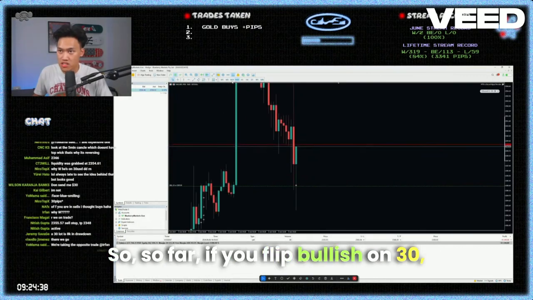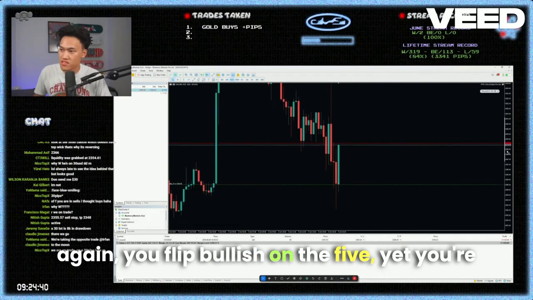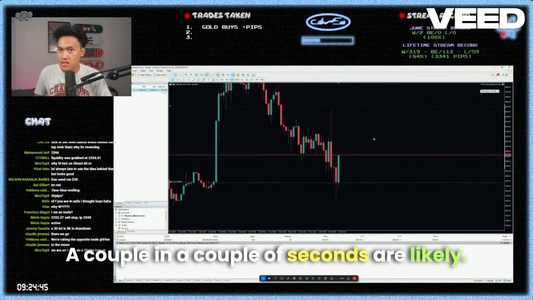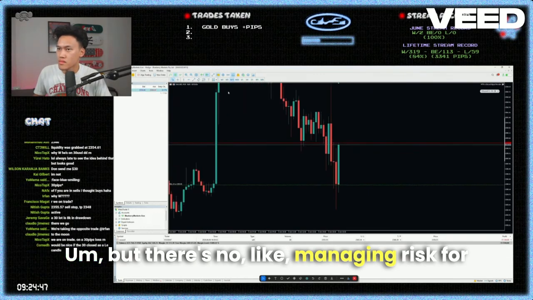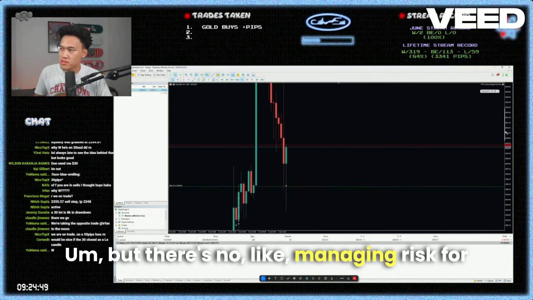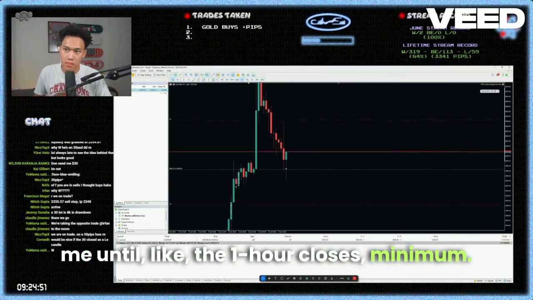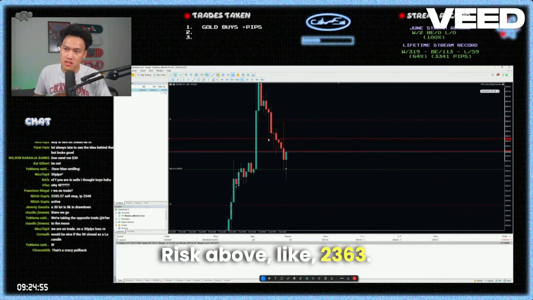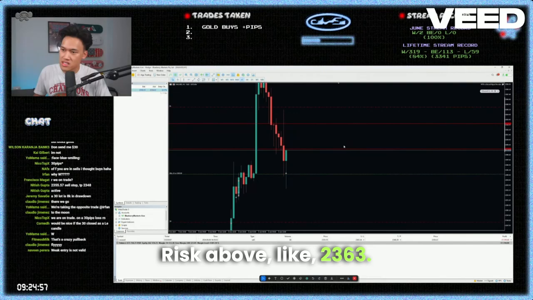So far, if you flip bullish on the 30 again, you flip bullish on the 5. Yeah, you're gonna close bullish on the 5 in a couple of seconds, or likely. But there's no managing risk for me until the 1 hour closes minimum. So if the 1 hour decides to close above these ranges like this, I'll manage risk. Above like 23.63.